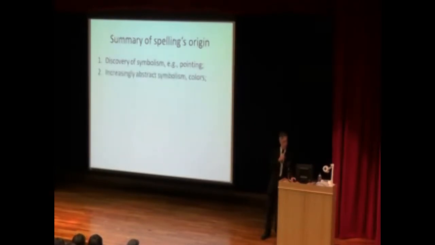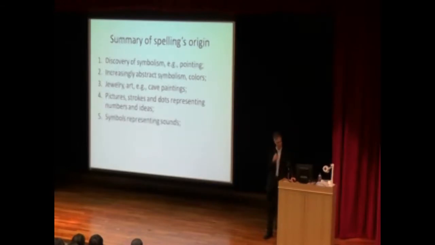But pointing is a little bit more sophisticated, and then we get into colors, we get into cave paintings, we get pictures and strokes and so forth representing numbers and ideas, then symbols representing sounds, phonetic, in other words, about 6,000 years ago. And then books become widespread about 500, 600 years ago. So you can see this is sort of the whole transition, and we are moving faster and faster, of course, today with the internet. And a need for regularized spelling arose.